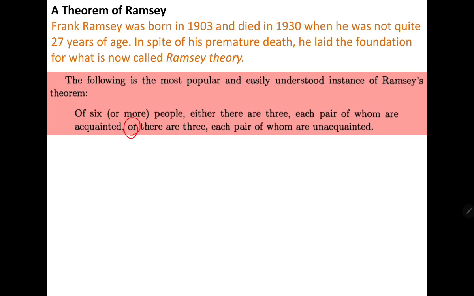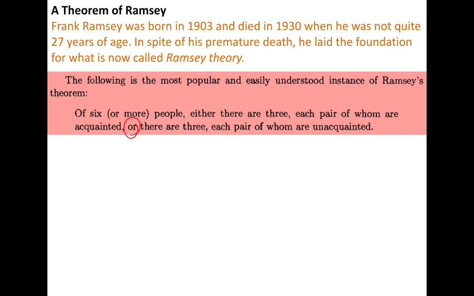The word "or" is important. If you think about it, it makes sense. But mathematically, how do we prove it? That's the more important question. It says that out of six people, either three know each other, where "either three" means any three. If you pick any random three out of six people, either they know each other or they do not know each other. This is what it means.